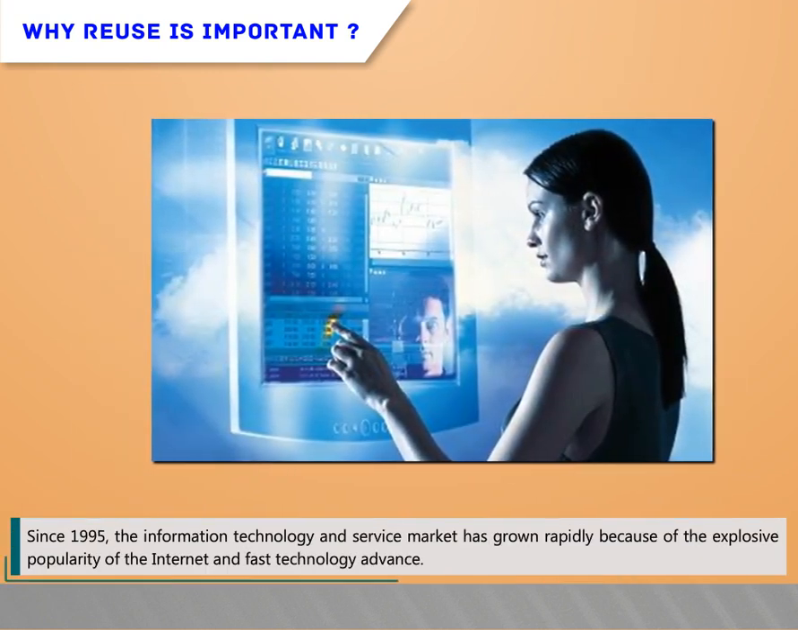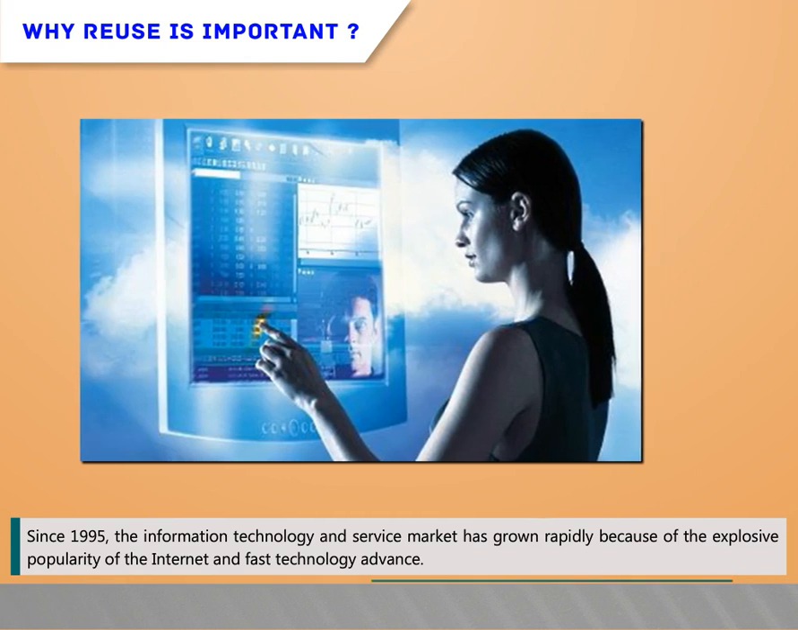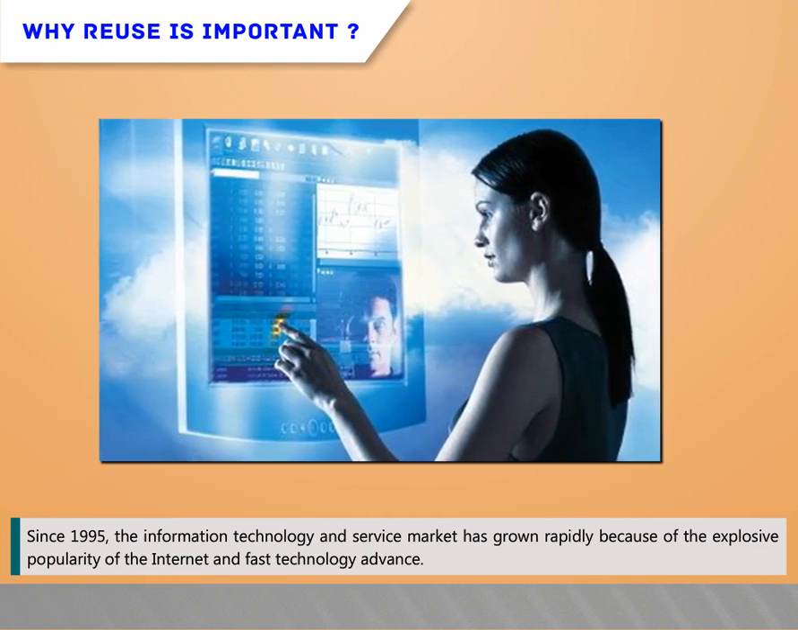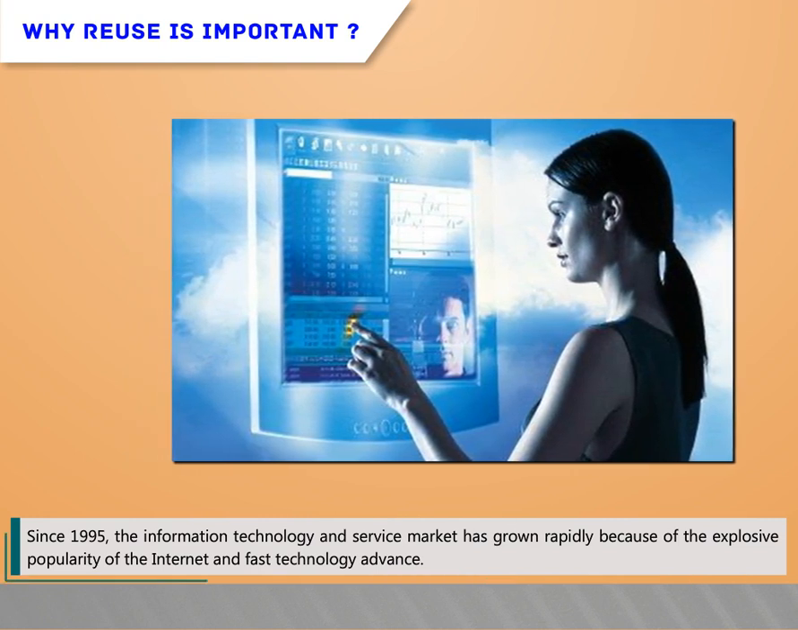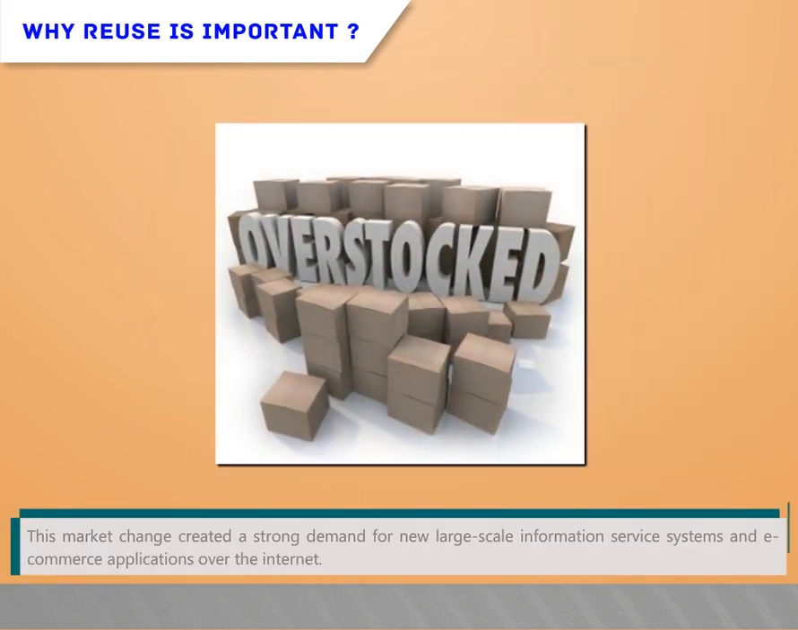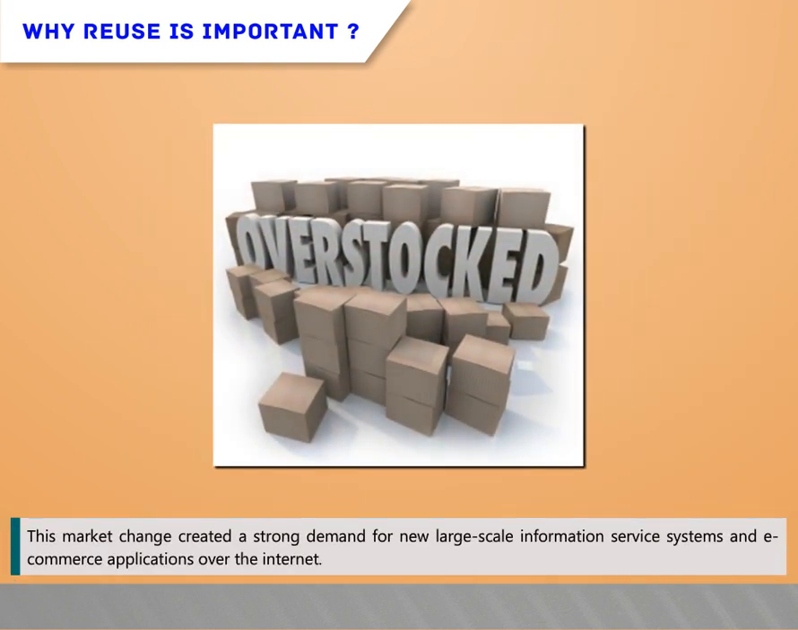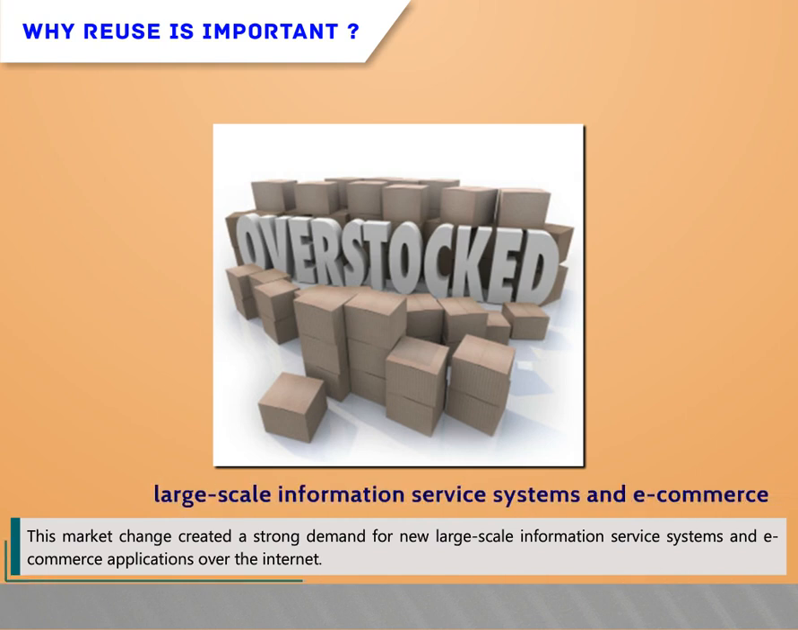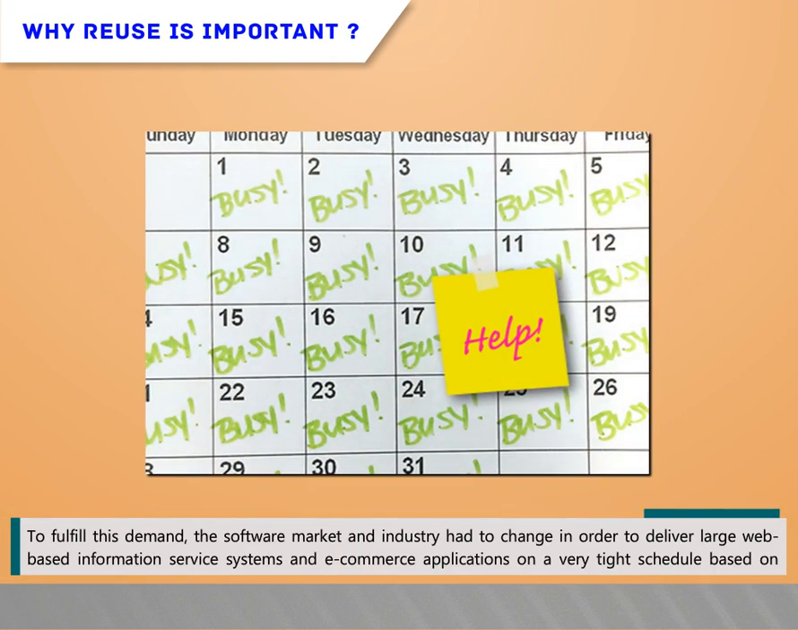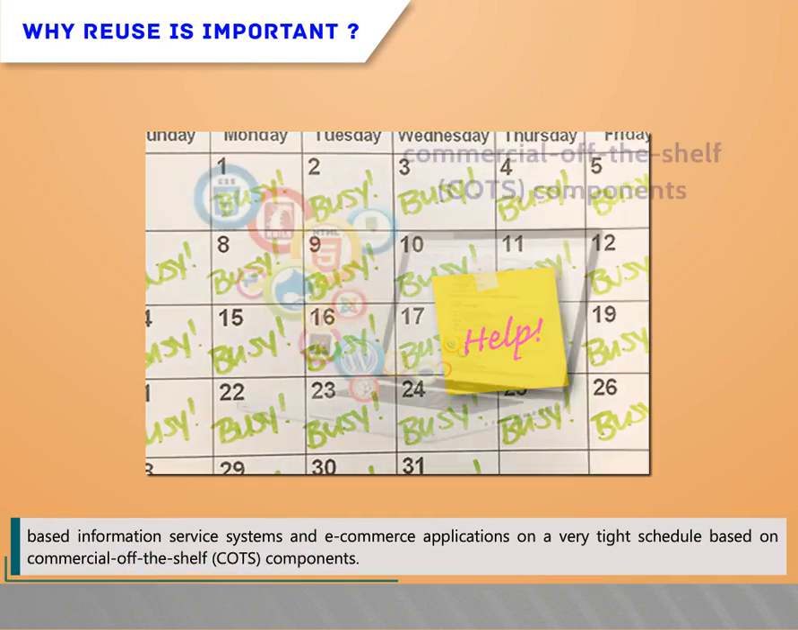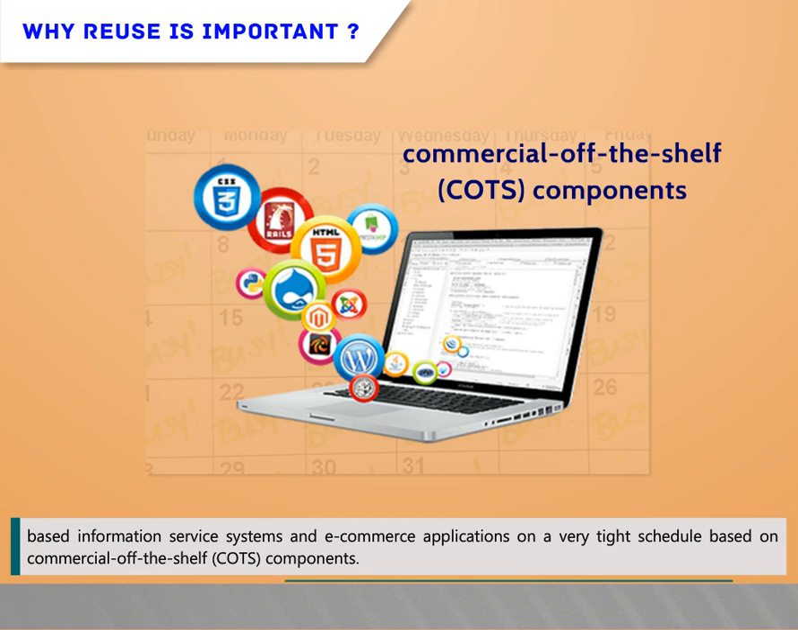Since 1995, the information technology and service market has grown rapidly because of the explosive popularity of the internet and fast technology advances. This market change created a strong demand for new large-scale information service systems and e-commerce applications over the internet. To fulfill this demand, the software market and industry had to change in order to deliver large web-based information service systems and e-commerce applications on a very tight schedule based on commercial off-the-shelf, COTS, components.